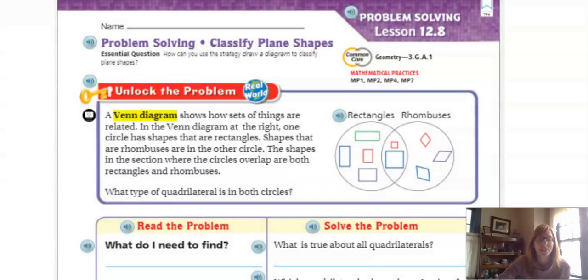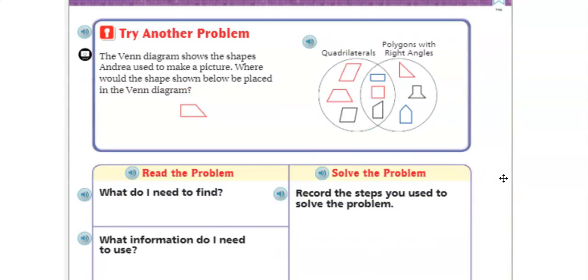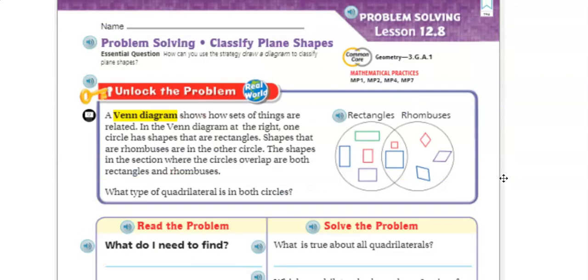I hope you guys have been having a great couple of days. We're going to get started on our 12.8 math lesson. We are problem solving. We are classifying plane figures. Remember plane. Okay, so we are back. I had a little bit of technical problems, but they are under control. We are going to go to problem solving, classifying plane shapes.